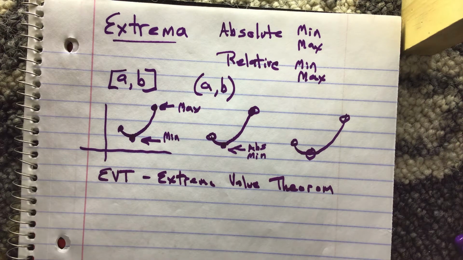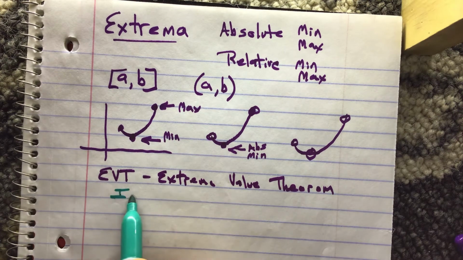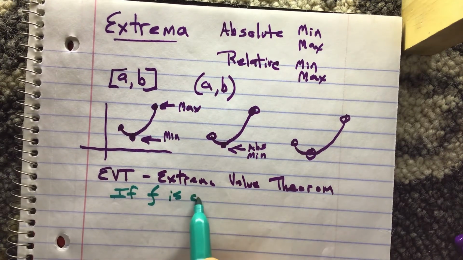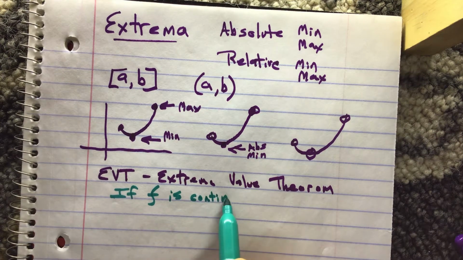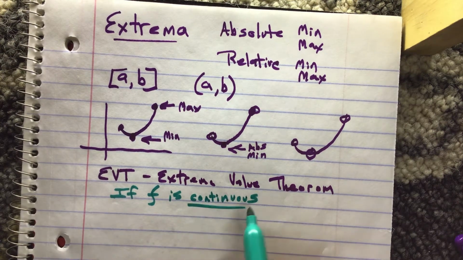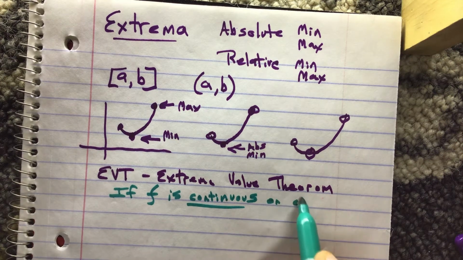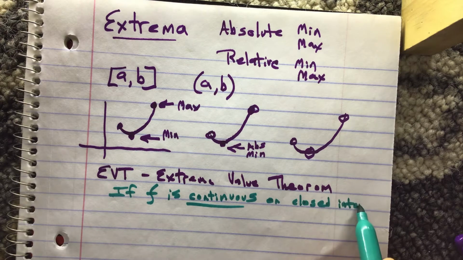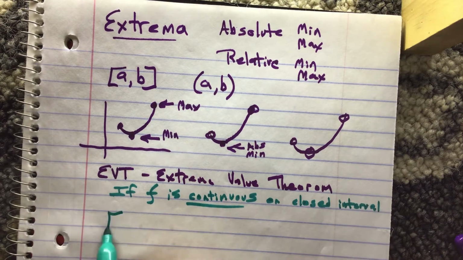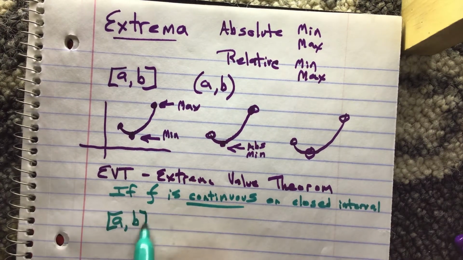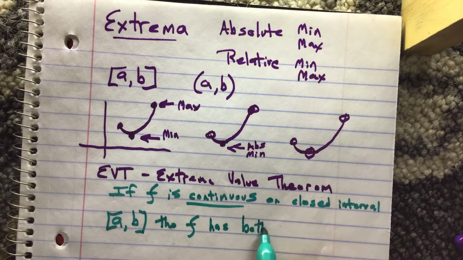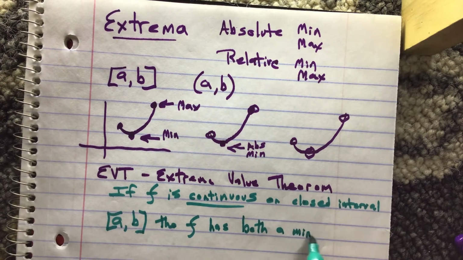I'll do this in another color. So if f is continuous, so we're talking about a function. It's a continuous function. There are no breaks in it. On a closed interval, like [a, b], then f has both a min and a max.